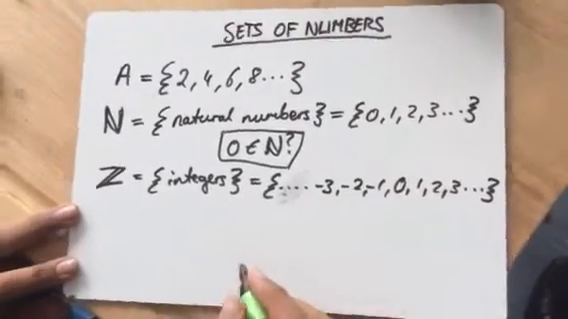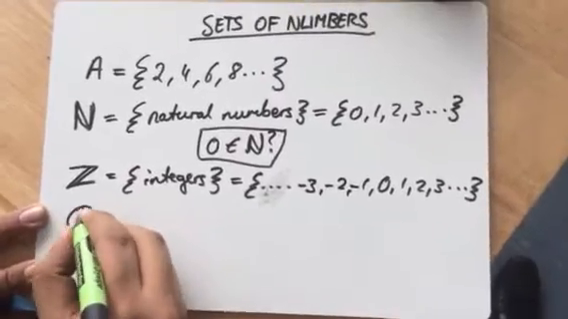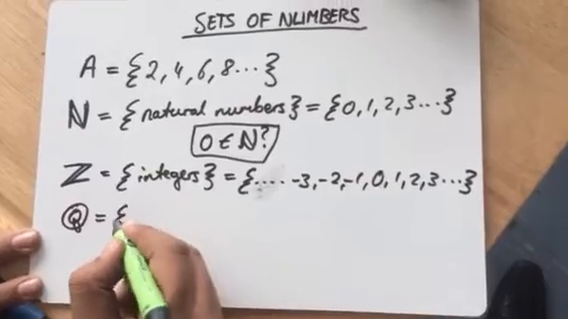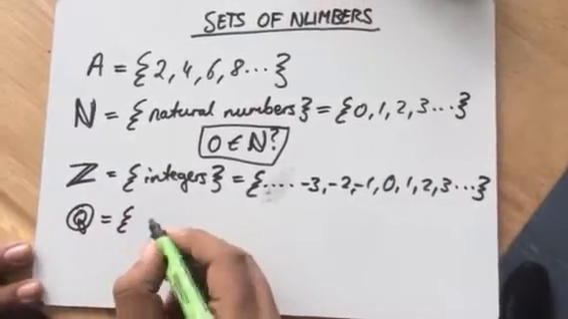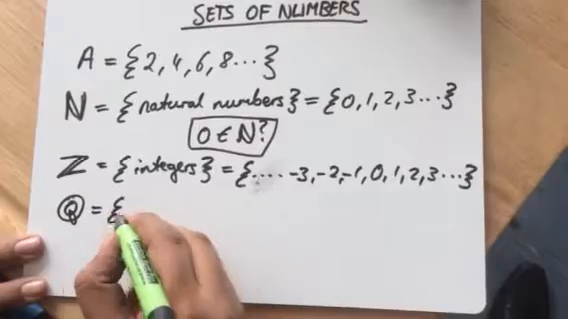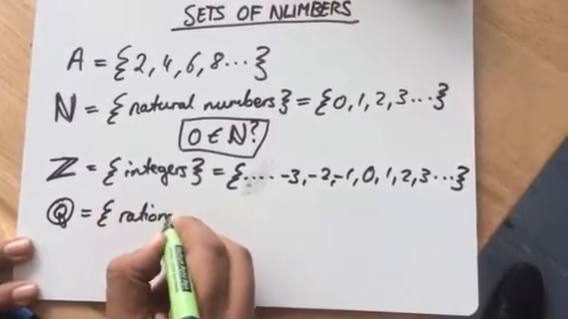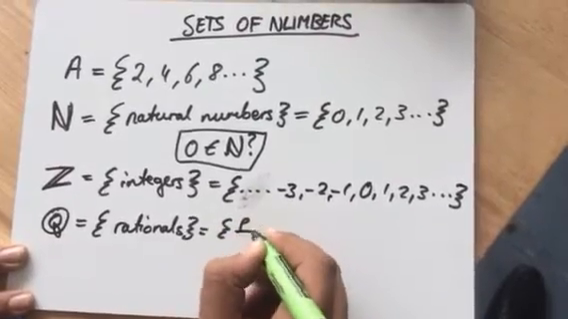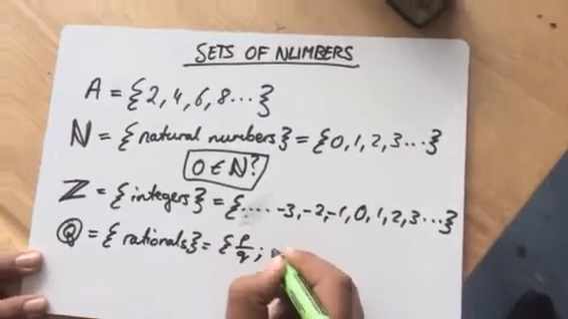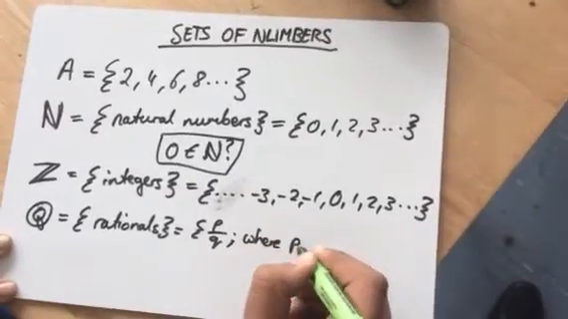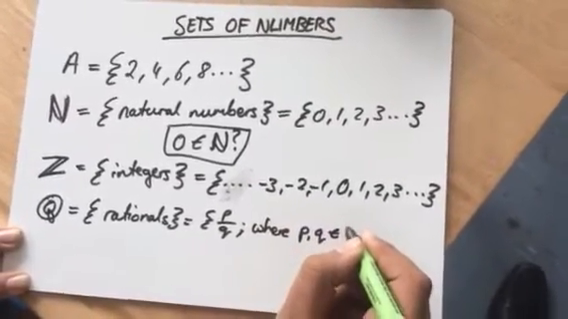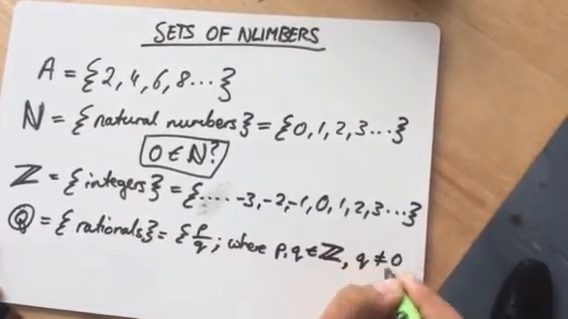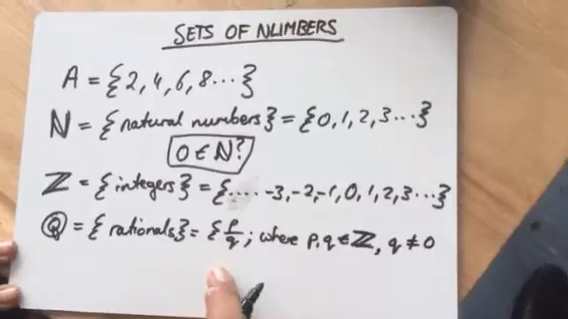Next is the set of rational numbers. This set involves all numbers that can be written as fractions with integer denominator and numerator. So that is, in official language, P over Q, where P, Q are elements of Z, and Q is not equal to 0 because you cannot divide by 0.